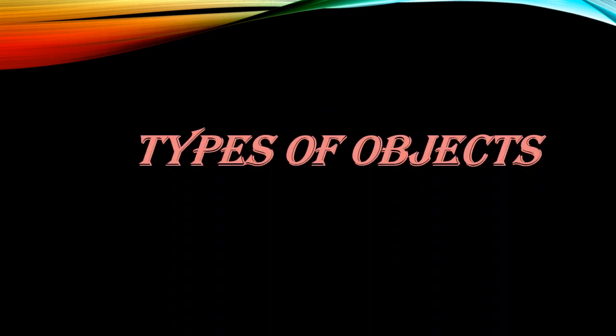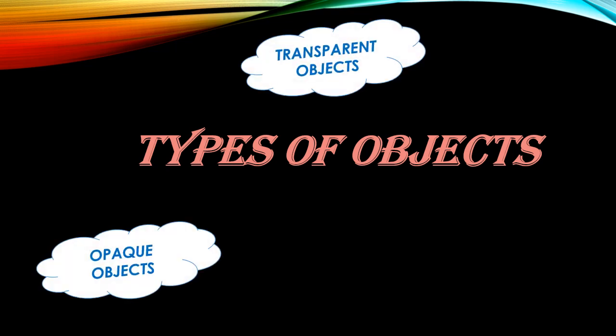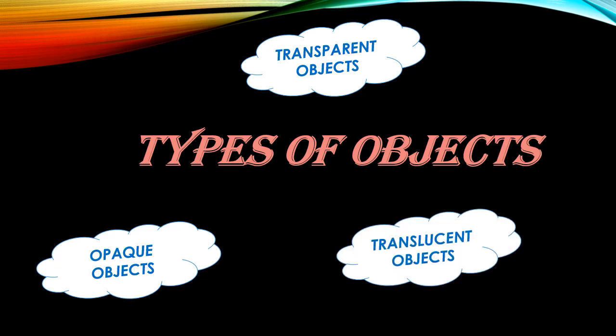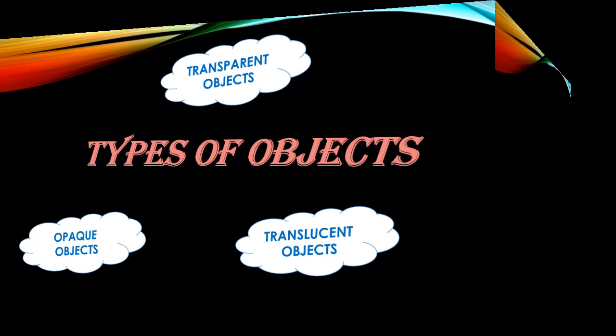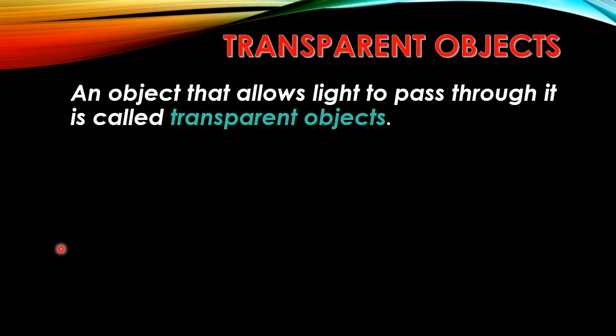Today we will study about types of objects, that is transparent objects, opaque objects and translucent objects. So let's study our first object, that is transparent object. An object that allows light to pass through it is called transparent object.